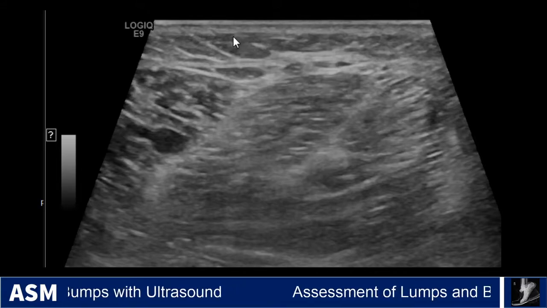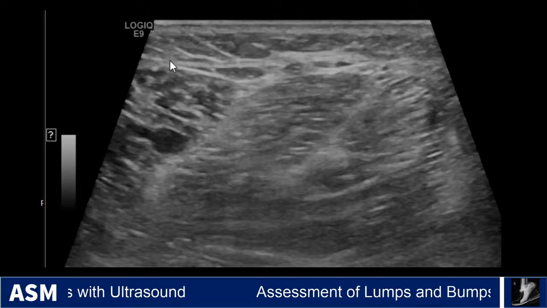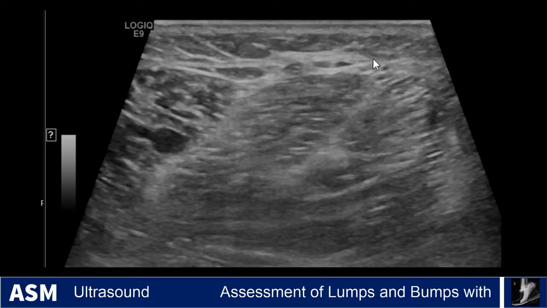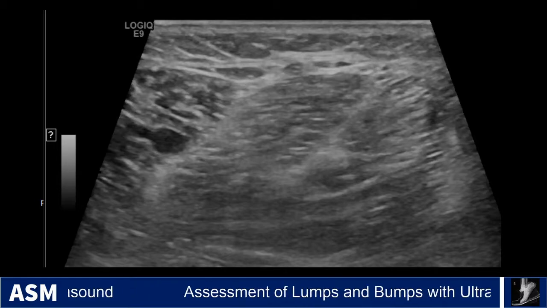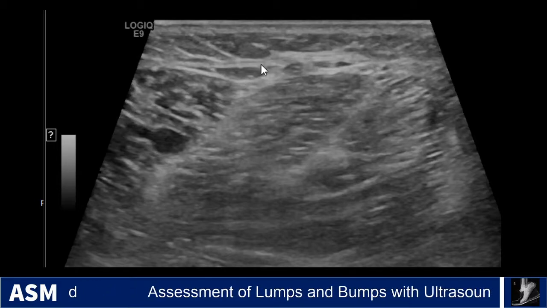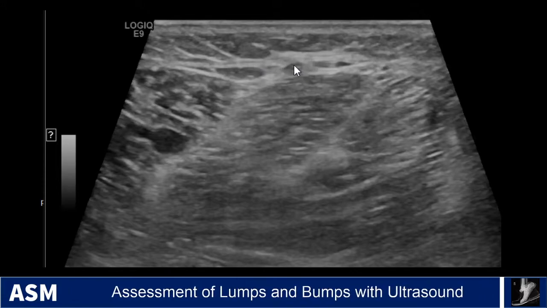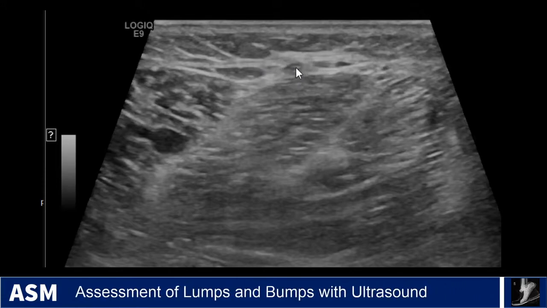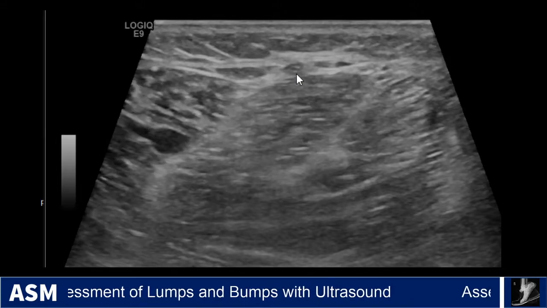The subcutaneous adipose tissue right here. This echogenic line is the investing fascia, and then deep to the fascia is the muscle. If you look just deep to this fascial line, you see this tubular structure in short axis. There's an echogenic wall with a hypoechoic lumen.